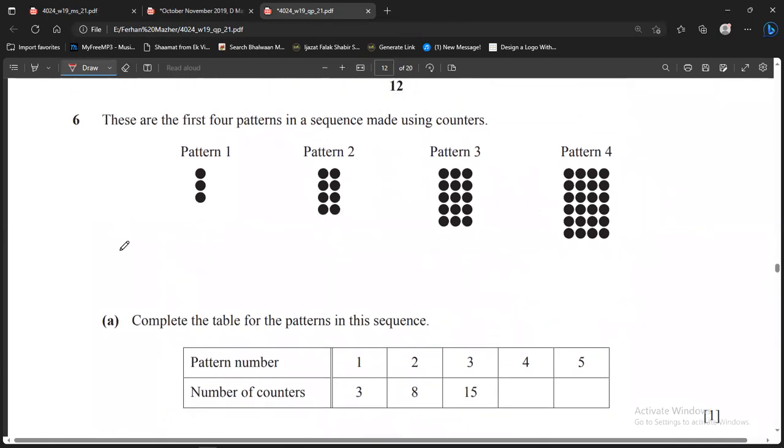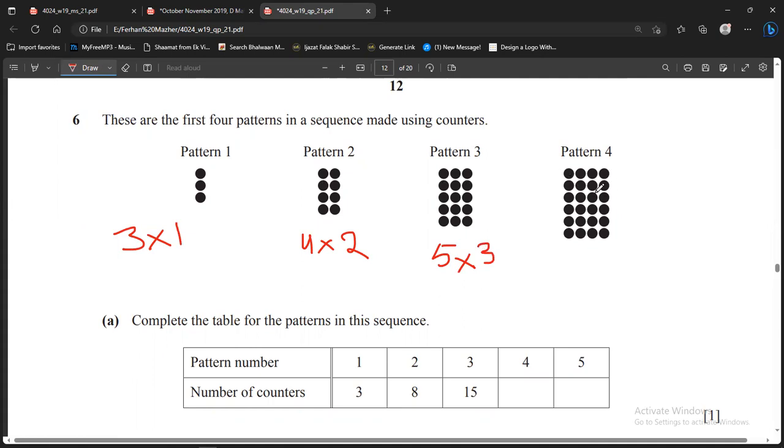There are first 4 patterns in a sequence made using counters. Complete the table for the pattern in this sequence. Okay. So how many are in the rows? There are 3 rows and 1 column. Here are 1, 2, 3, 4, 4 rows and 2 columns. Here are 1, 2, 3, 4, 5. So 5 rows and 3 columns.